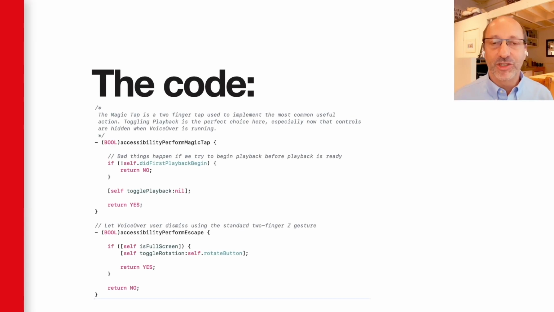With accessibilityPerformMagicTap, this method will get called, and then you can do whatever you want. In this particular case, let's say toggle playback if something is playing, or just do nothing, and you're responsible for saying whether you completed the operation, did it work? And then with accessibilityPerformEscape, a very typical thing to do is, if you have a full screen view controller, just dismiss it. But whatever logic you might need, are you full screen, are you not, do you need to rotate, whatever would normally happen for a sighted user, just do that thing. This is the clue that somebody has explicitly asked for that particular operation to take place.